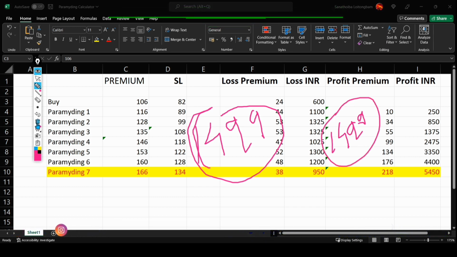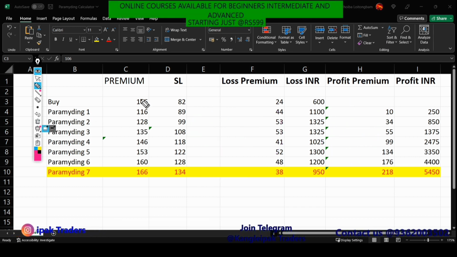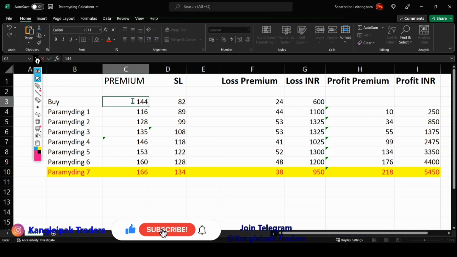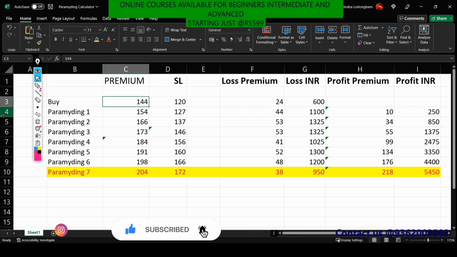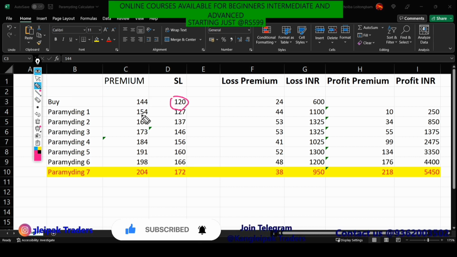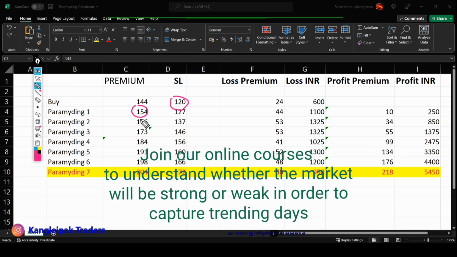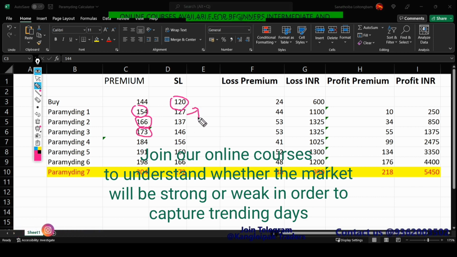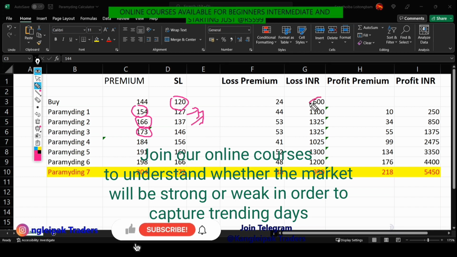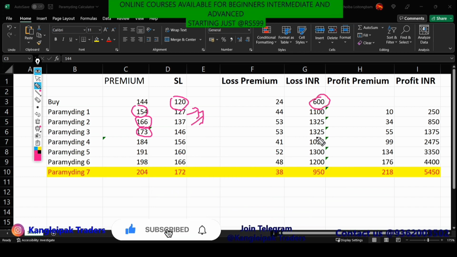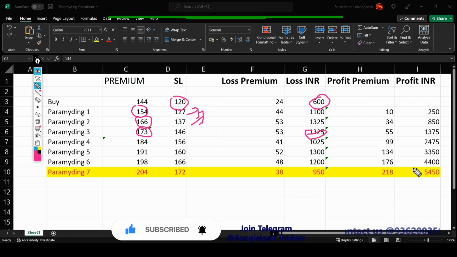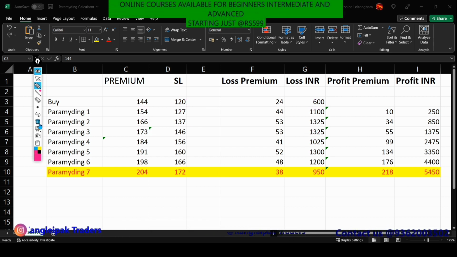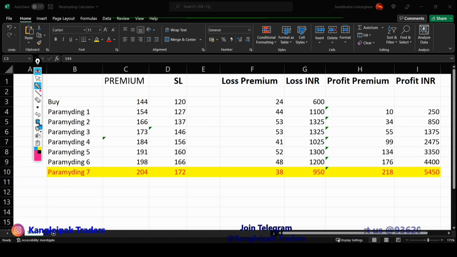Traders, this is how you are going to trade. And see, any premium users, put here, let's say you want to buy at 144, just type 144. Automatically your stop loss will be shown here, and your next pyramiding positions will be at 154, 166, 173. This is the place where you'll trail your stop loss, this is the minimum loss, this is the maximum loss, 1325, and this is your minimum profit. So this is how you're going to earn in this strategy known as pyramiding.